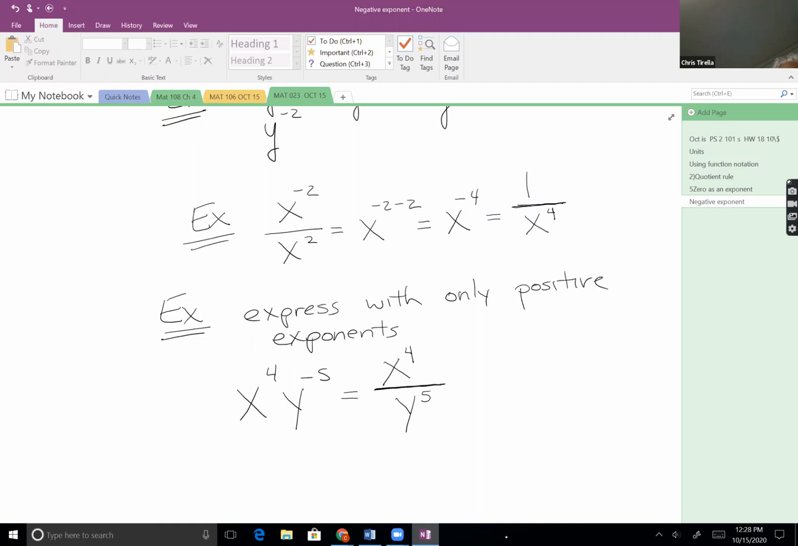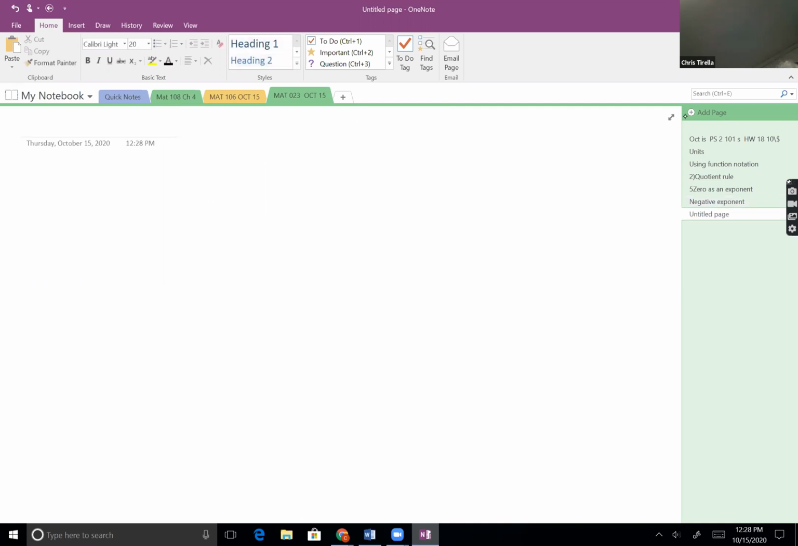How's that one look? I'm going to switch the page, do a couple more. What if I have x to the negative 4, y, z to the negative 1?